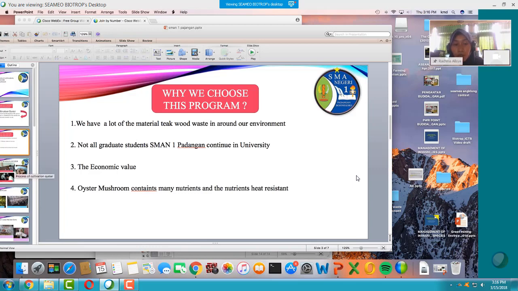Mushroom contains many nutrients and the nutrients are heat resistant. Oyster mushroom contains many nutrients healthy for our body: protein, mineral, carbohydrate, calcium, and vitamin D. And oyster mushroom has anti-cancer properties and contains pleuron for anti-tumor. Okay, next.